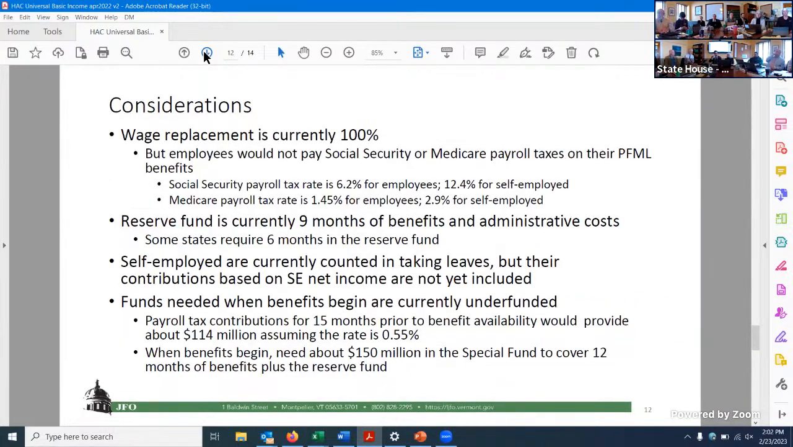Considerations. Shall I start? Sure. So currently the wage replacement rate is 100%.